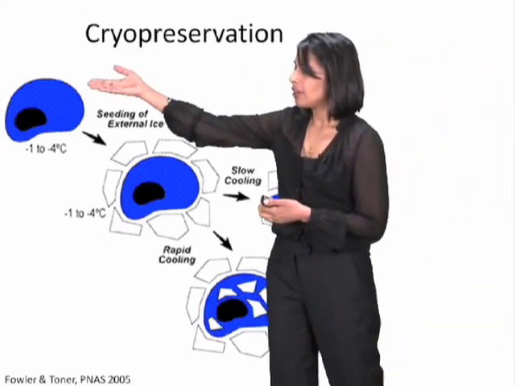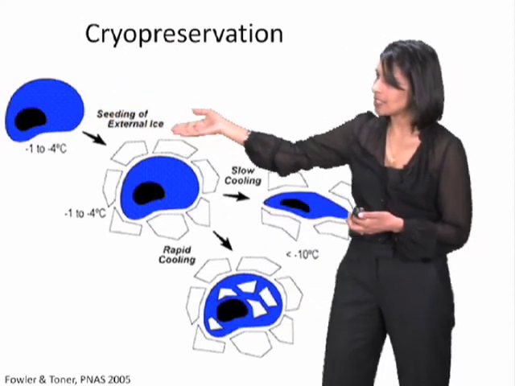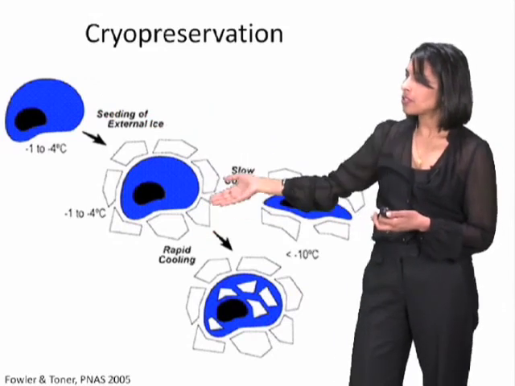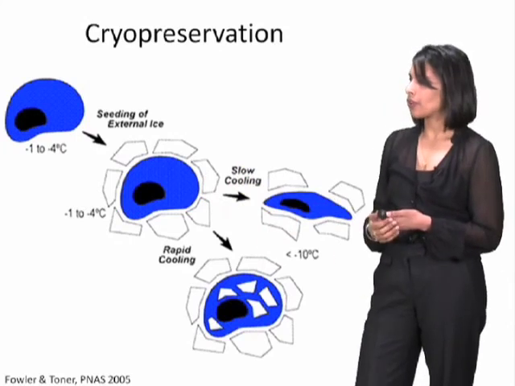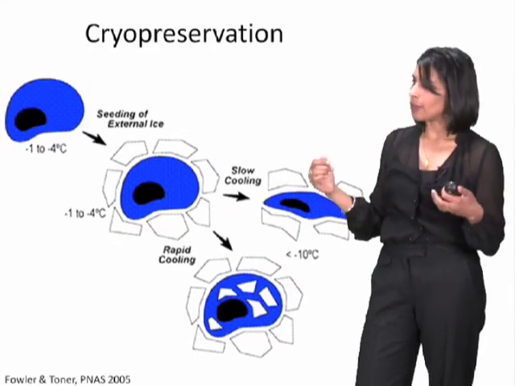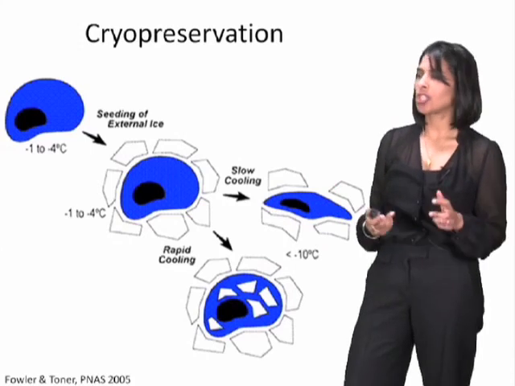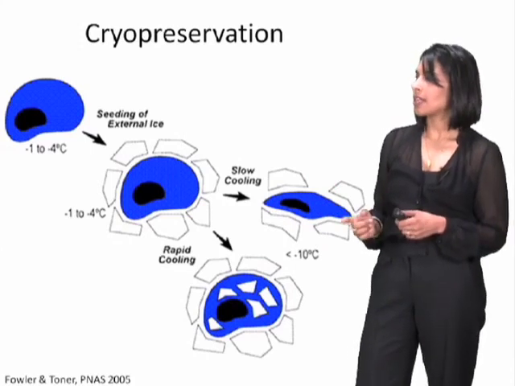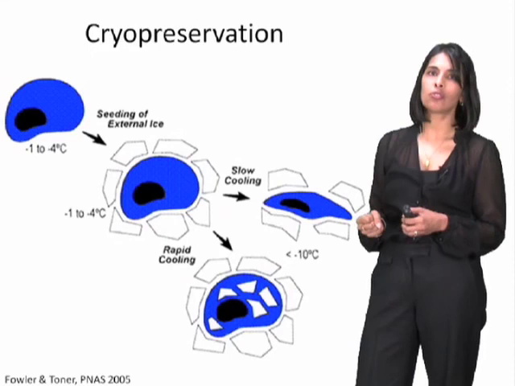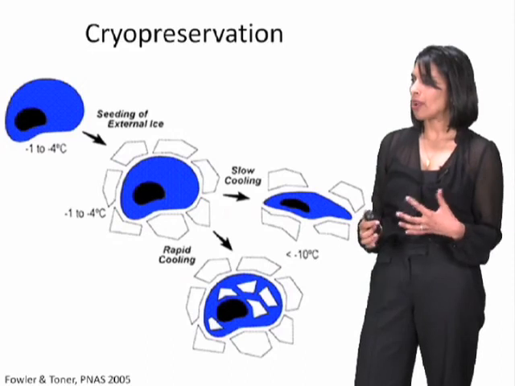If you have a cell here and it's been cooled just under the seeding point of ice, and one artificially seeds external ice in the environment, 2 things can happen. If one slowly cools the solution further, water has time to cross the cell membrane and leave the cell and form ice in the extracellular space. This causes what people call dehydration injury to that cell. Its shape has shrunken, there's a concentration of the intracellular solutes, and those cells, when they are thawed again, exhibit damage from this dehydration process.